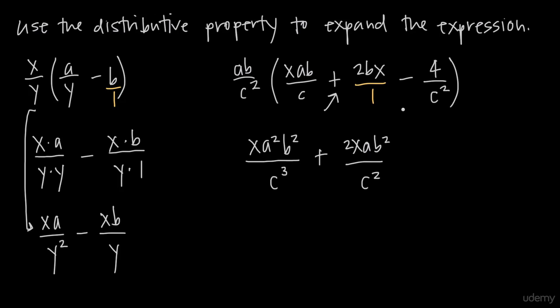And now for our final term, we have this negative sign, so we need to make sure we keep the negative. And in our numerator, we have a 4 and we have an ab here, so we're going to get 4ab when we multiply those together. In the denominator, we have a c squared and a c squared, and when we multiply those together, we get c to the fourth.